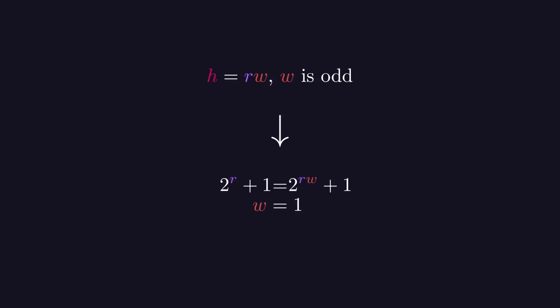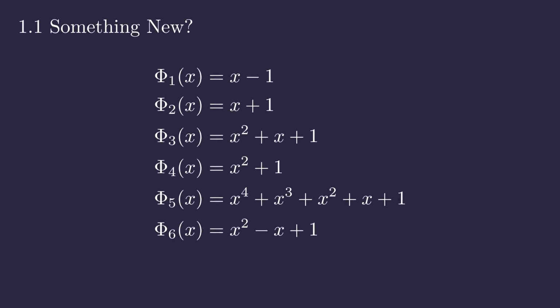What we've just shown is that if w is an odd factor of h, then w is 1. Or in other words, the only odd factor of h is 1. And the only numbers with this property are powers of 2, so h must be a power of 2.